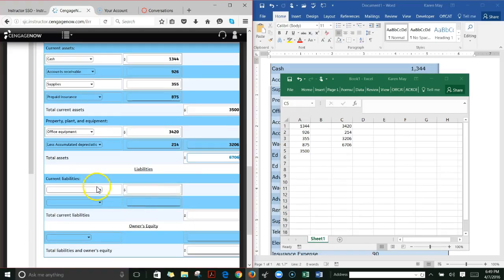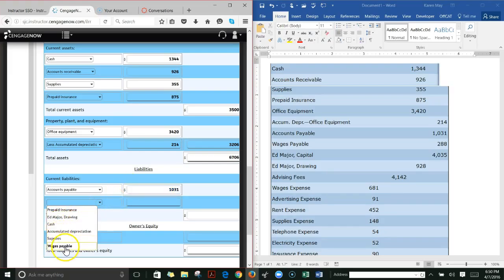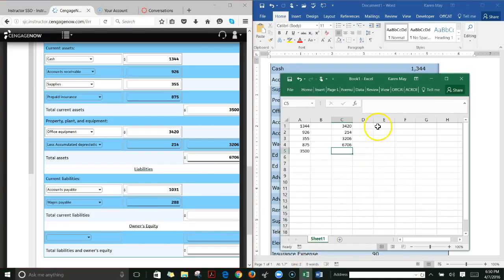Then I go down here to my liabilities. My liabilities are two: accounts payable and wages payable. So I start with accounts payable, and that amount is 1,031. And then I go to wages payable, and that amount is 288. And I need to add those. That's my current liabilities. So 1,031 plus the 288 for a total of 1,319.